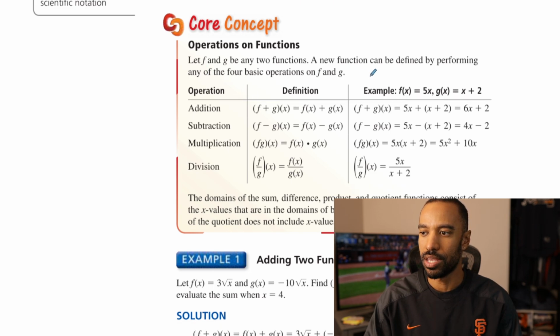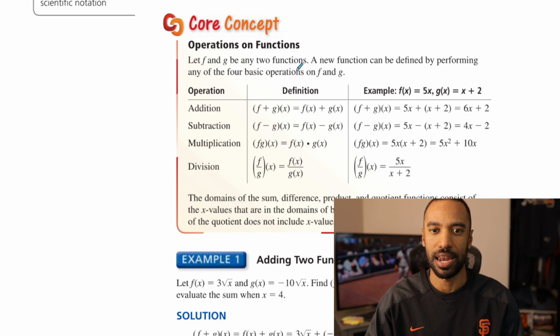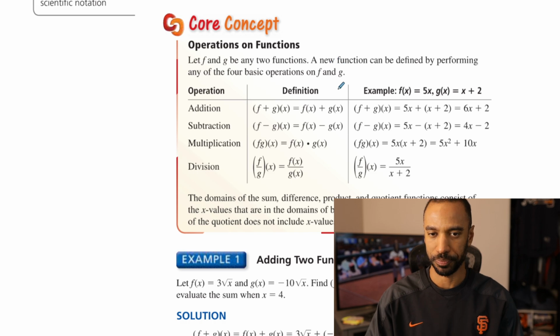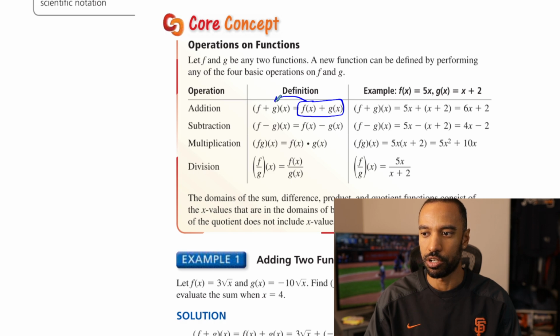All right, so there is a notation that they have for all of these. Let f and g be any two functions. A new function can be defined by performing any of the four basic operations on f and g. Now, here is f of x plus g of x, adding two functions. There's a shorthand notation to it that looks like this: (f + g)(x).